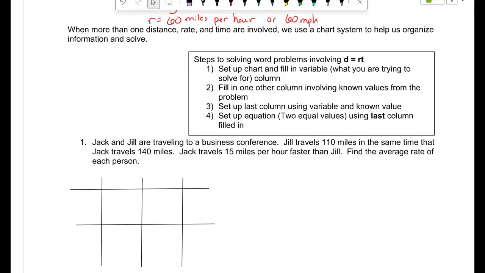All right, so when you're working with this, the steps for solving word problems that use distance, rate, and time. First of all, you set up the chart and fill in variables. What are you trying to solve for? Number 2, fill in one column involving known values from that problem. 3, set up the last column using variable and known value. 4, set up an equation, 2 equal values using the last column filled in.